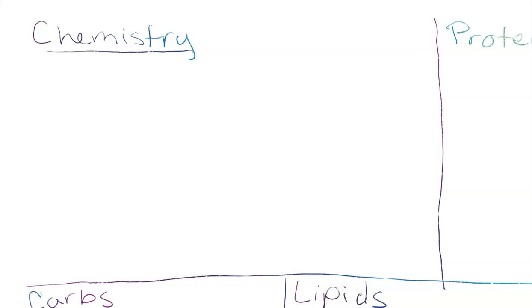So for chemistry, we need to know about carbon. Carbon forms the basis for life on Earth. The reason it's so versatile and so important to life is because it can make four covalent bonds with four other chemicals. So it looks like this: carbon bound to four things.